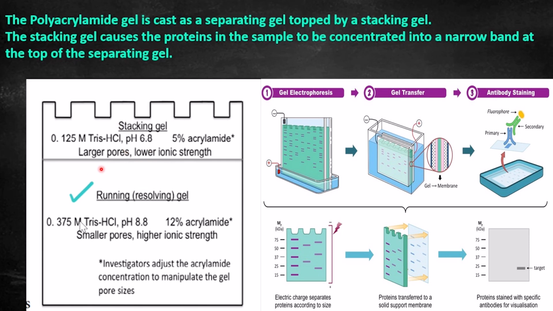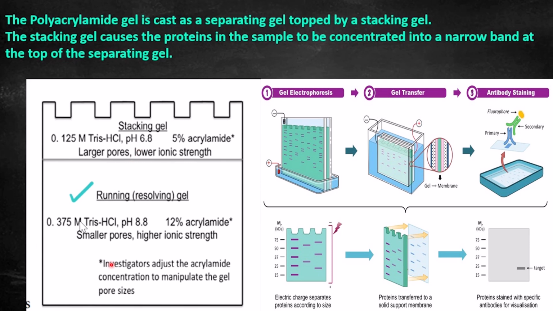Larger pores here, pores are larger. Ionic strength is lower. pH is lower, 6.8 is the pH. Always remember, pH of stacking gel is 6.8. The examiner is always going to confuse you. In viva, they generally ask this question: why is the pH of stacking gel different? That is a major question. You have to answer it.